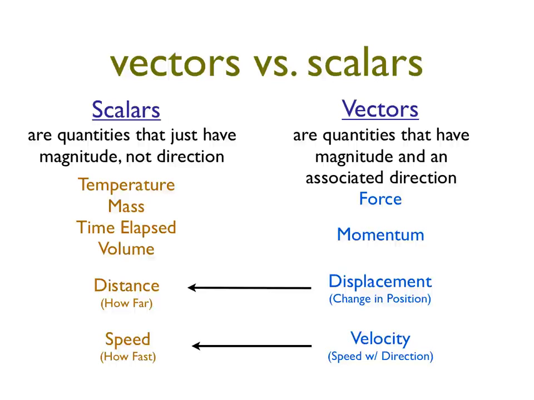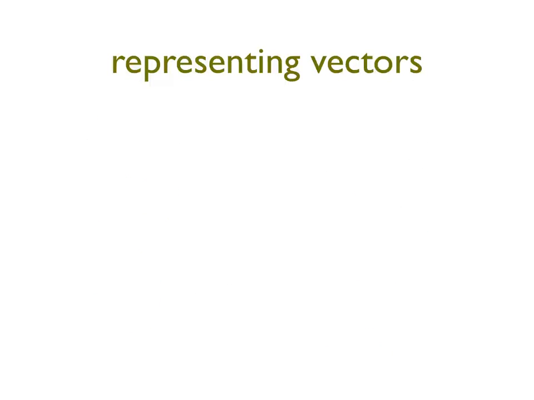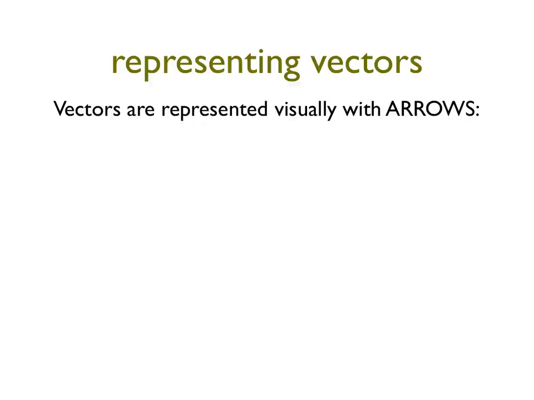Okay, so that should make sense. That's kind of where we left off last time. So how do we represent them? Vectors are represented visually with arrows. Arrows represent vectors.